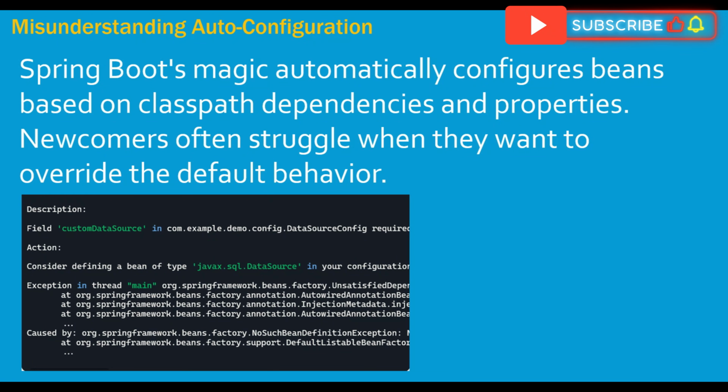Then you have the misunderstanding of auto configuration. What happens is, Spring Boot internally makes use of automatic configurations. Whatever classes and beans it finds in the classpath, it is going to configure those. As a newcomer, you don't particularly understand this concept, and you try to override certain properties and behavior which Spring is internally going to take care of. Let's say database configuration, or data source, right? That is something Spring Boot internally handles.